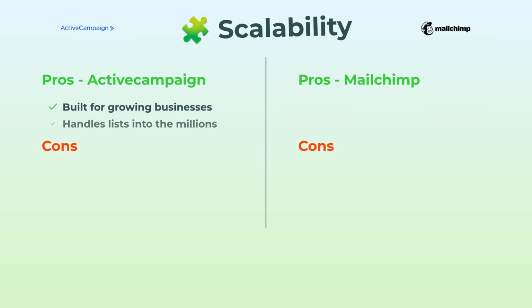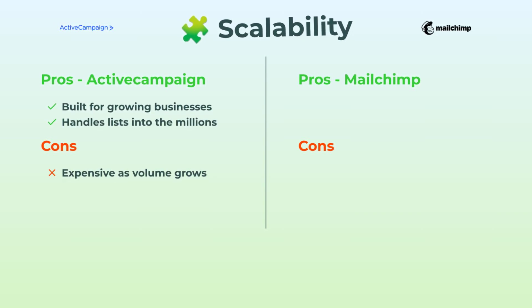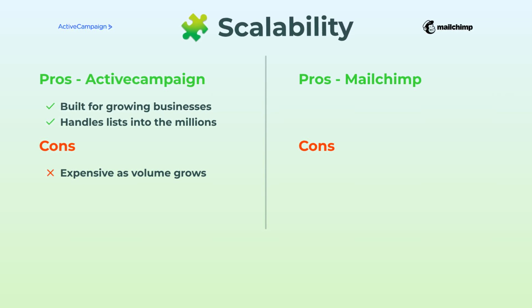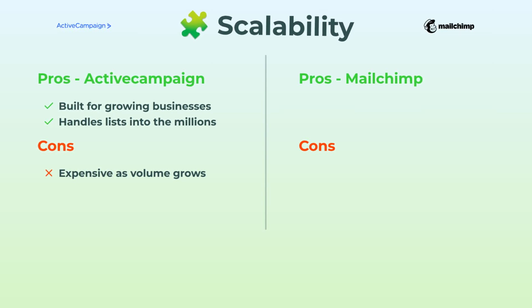Last up, scalability. So Activecampaign was basically built to handle businesses that are growing like crazy. Got a list into the millions, it's ready. Of course, as your list grows, so will your bill, just something to keep in mind.